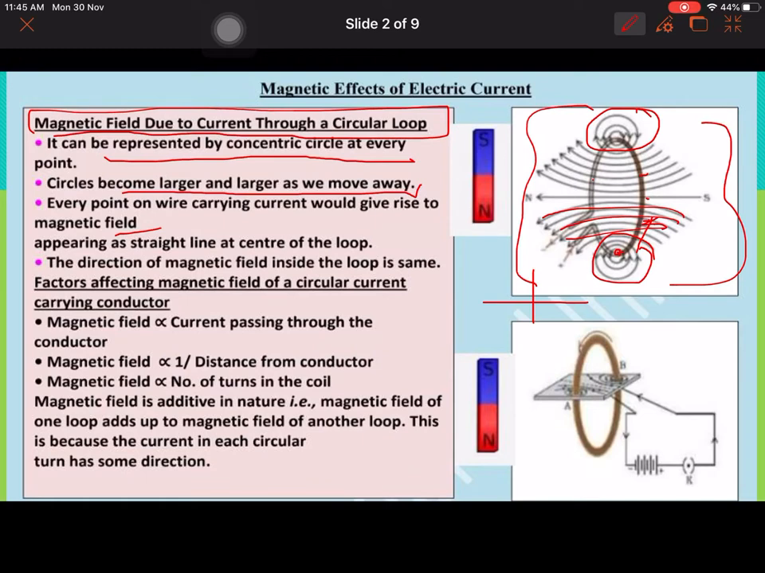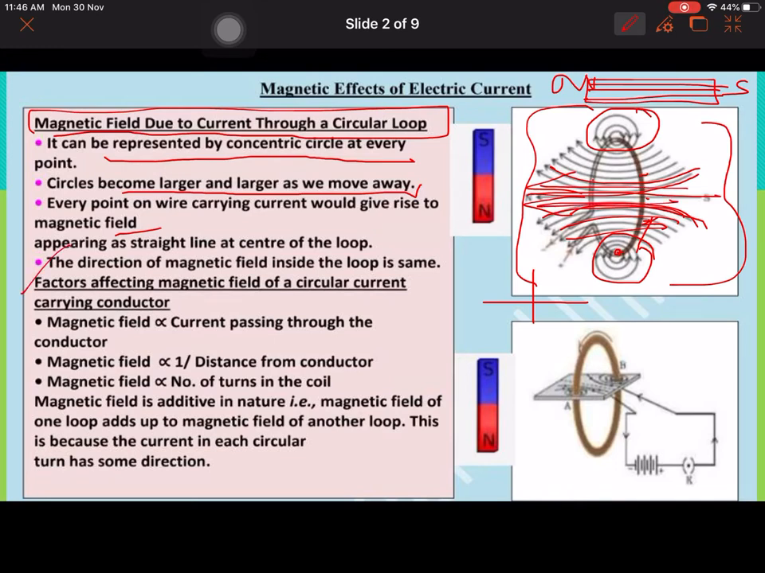So the total magnetic field inside the loop will be the same. You can see this is the center of the loop, and the direction at the center of the loop is the same. That means if you remember the bar magnet also, inside it the direction of magnetic field will be from south to north. So likewise in a loop also, at the middle point it is behaving like a bar magnet only.